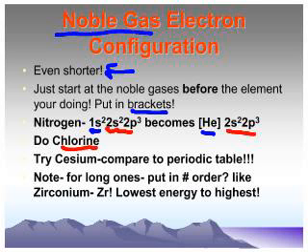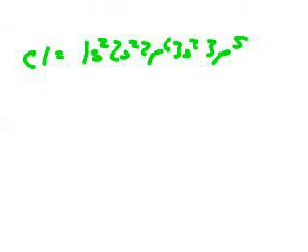So let's give chlorine a try. If we look at chlorine, atomic number 17, chlorine would be 1s squared, 2s squared, 2p to the 6th, 3s squared, 3p to the 5th. Okay, atomic number 17. Let's go to the noble gas before that, which would be neon. Neon is atomic number 10.